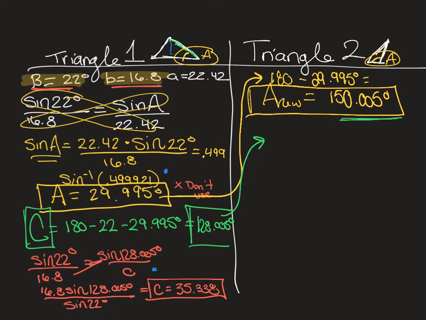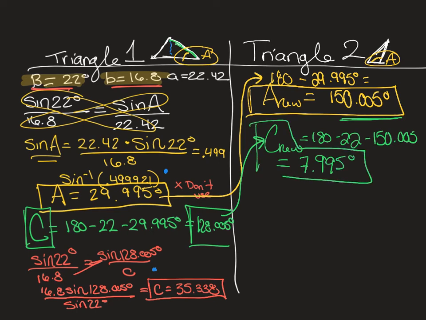Same thought process though. So C new, exact same math, 180 minus the 22 that I had from angle B that I can never change, minus my A new, 150.005. That's going to get me my C new. So C new, if I use my calculator, it's going to be a very small angle, 7.995 degrees. So here is my C new.